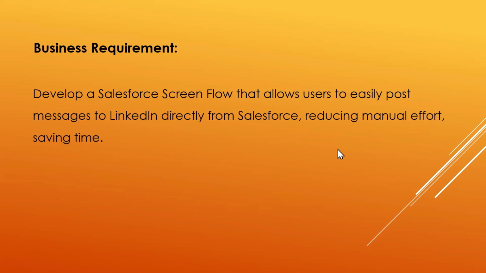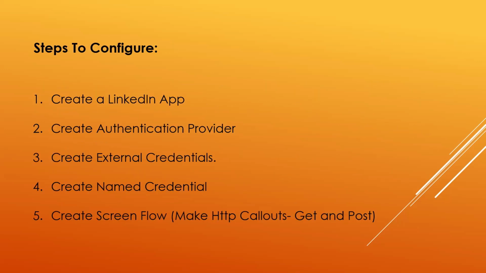Here are the steps we are going to follow. First of all, we'll create a LinkedIn app. We'll create an authentication provider and external credentials, then we'll create named credentials, and finally, we'll create a screen flow which can make HTTP callouts. We are going to make two callouts, basically a GET and a POST request, within the screen flow environment.